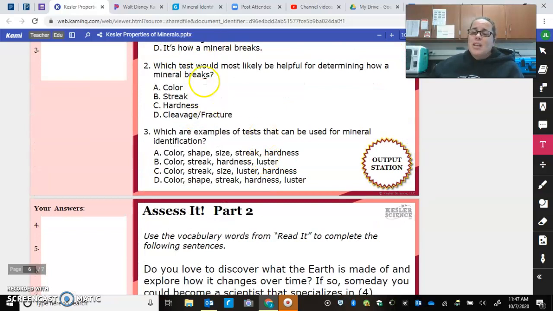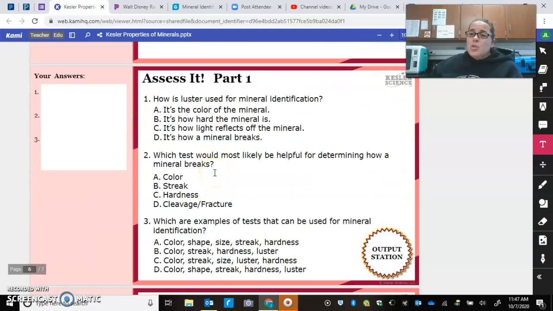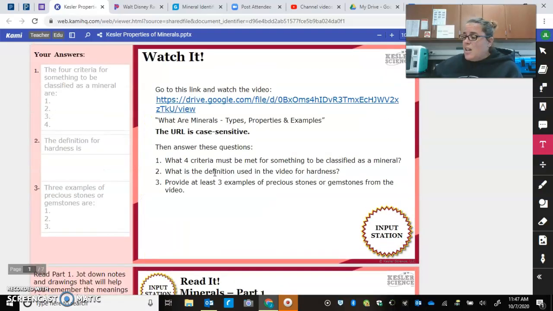Here it's just putting in the right letter, and then here you have some missing words to fill in the blank, but they do have a word bank right here for you. Okay, when you're done, make sure you hand this in, and it should be a fairly, hopefully, easy day.